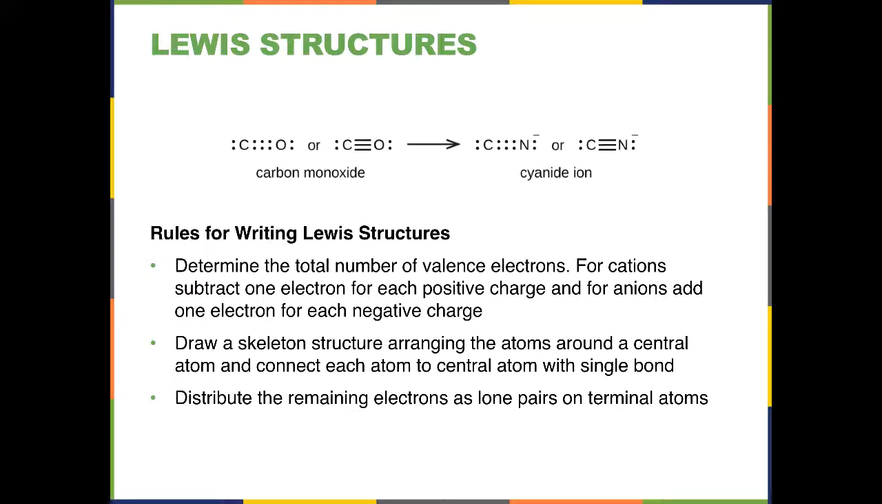You can distribute the remaining electrons as pairs on the terminal atoms. So if you take the remaining 8 electrons, you could put 4 electrons around the oxygen and 4 electrons around the carbon. But in that case, you'd have 6 electrons in each atom, which doesn't fulfill the rule of octet. So it's not going to be very happy. So that's where this next rule is similar, since you don't have any central atom. These two are just together.